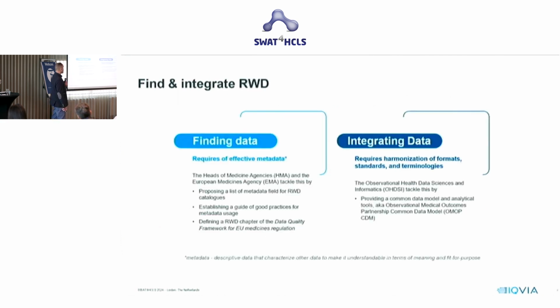However, the heterogeneity, volume, and dynamism of this kind of data create mainly 2 technical challenges. The first one is about finding the data, but also how to integrate this data with other sources or standards. On the first side, on finding data, we see that we need effective metadata. And here we understand metadata as descriptive data that characterize other data to make it understandable both in terms of meaning, but also fit for purpose.